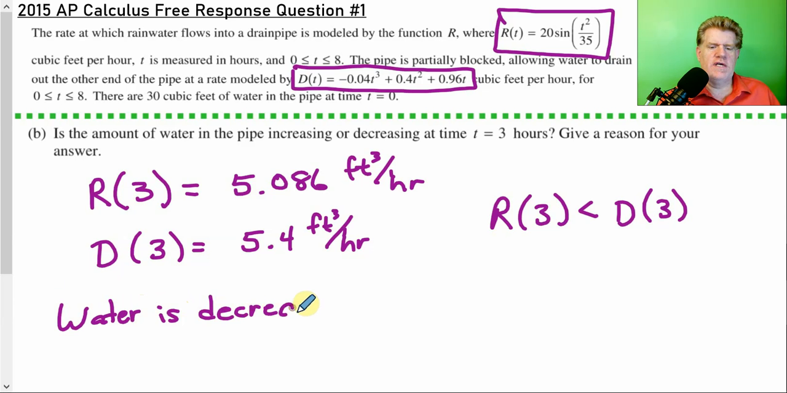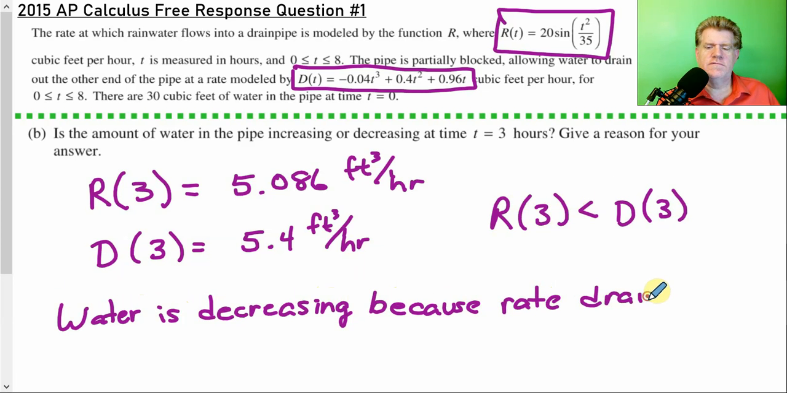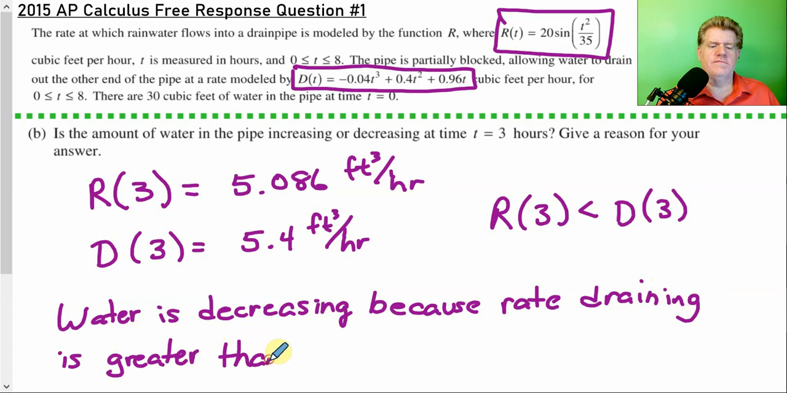And there are many ways to justify this answer. I generally have a justification right here. But I'll put it more specifically. The water is decreasing because the rate draining, I didn't even spell that right. And I erased too much. Okay, the amount draining is greater than the amount entering.